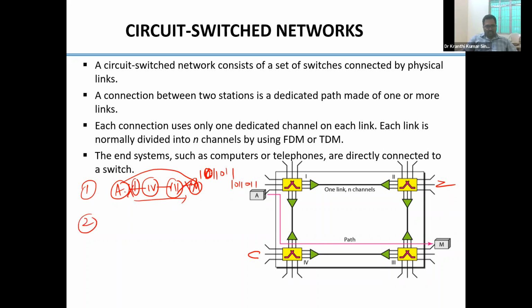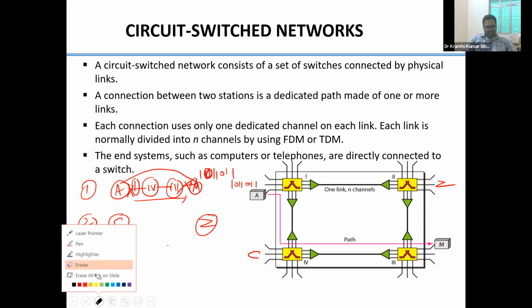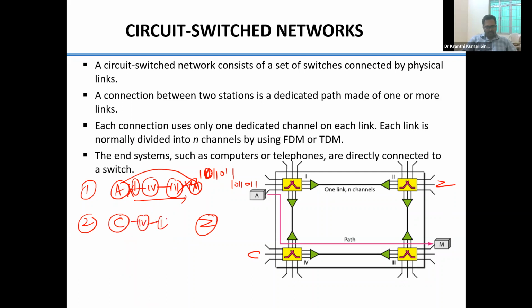Why are we disconnecting? Because if it is not disconnected, maybe C wants to send data to Z. C is connected to 4, Z is connected to 3. How can we reach from C to Z? You can tell me. C to switch 4, switch 4 to switch 1, switch 1 to switch 2, switch 2 to Z. But if this connection is not released, 4 is busy.